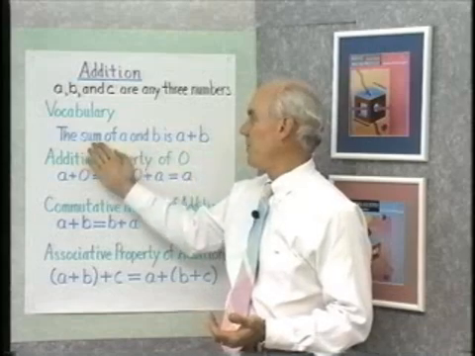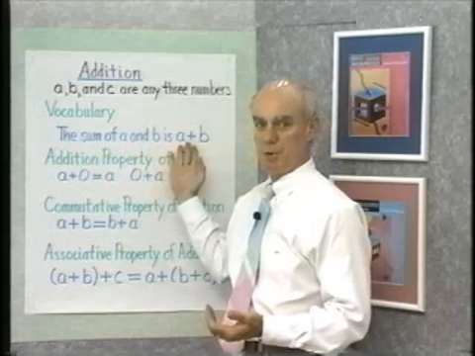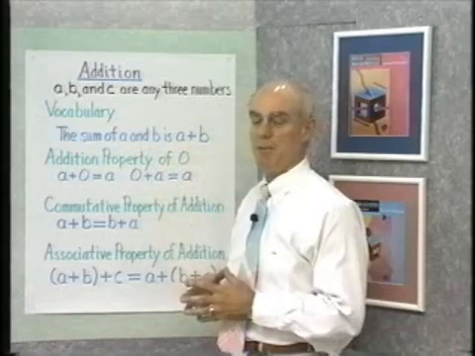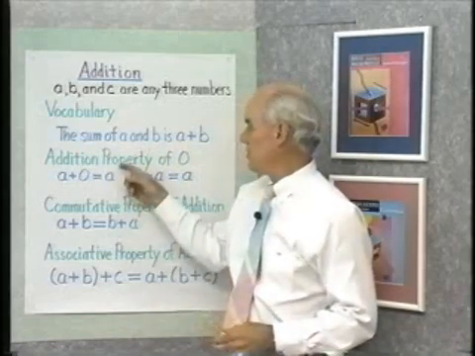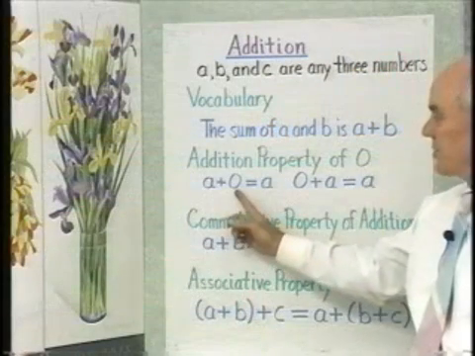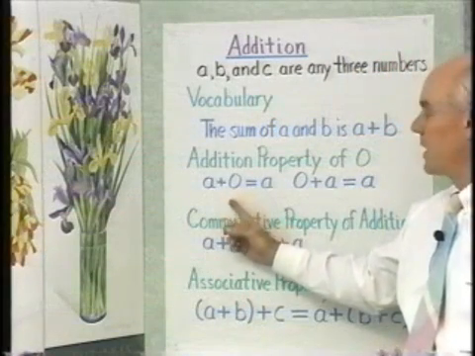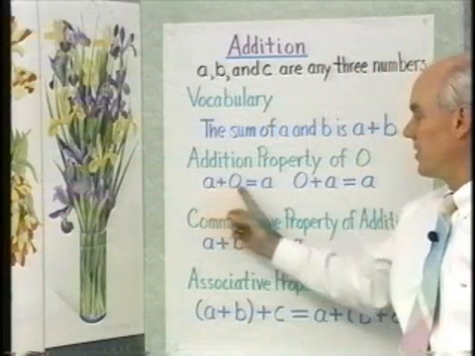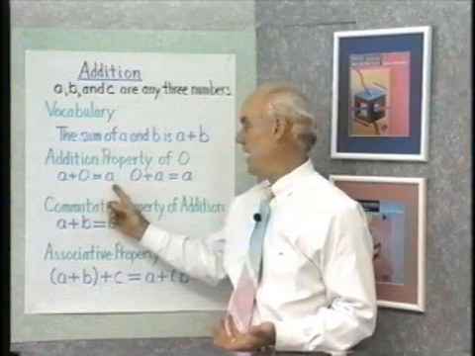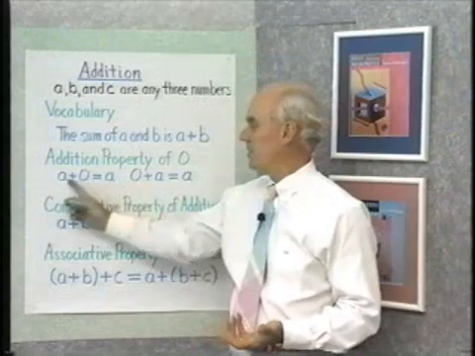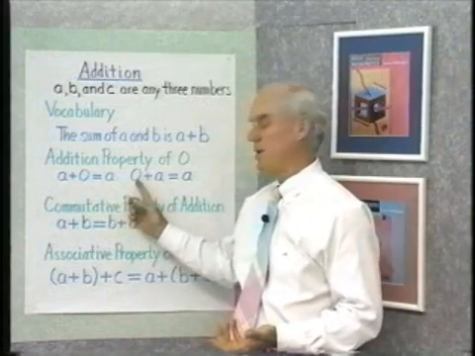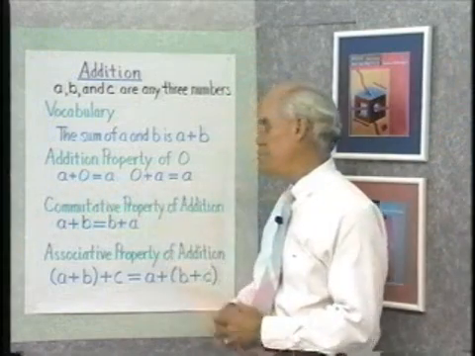So if we want the sum of two numbers A and B, then what we're talking about is what we get when we add them. So A plus B is the sum of A and B. The addition property of 0 says that 0 is a special number with addition. If we add 0 to any number, we always end up with that number back, no matter whether we add it on afterwards or before. So A plus 0 is equal to A. Likewise, 0 plus A is equal to A.